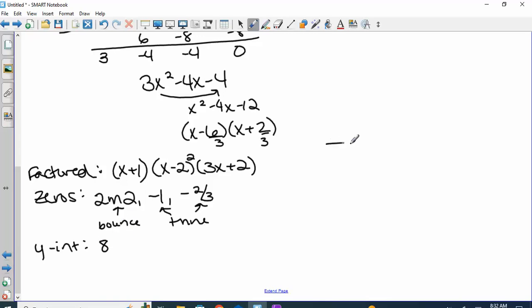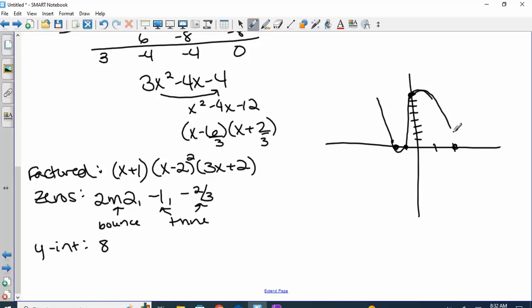And so then I asked you to draw that graph. So this kind of had everything in it. Hit my y-axis at 8, the x-axis at positive 2, negative 1, and negative 2/3. My end behavior was up, up. So it starts up at negative 1, my graph goes through. Negative 2/3, it goes through. Get your y-intercept. Come back. And at 2, my graph bounces. So it should look something like this.